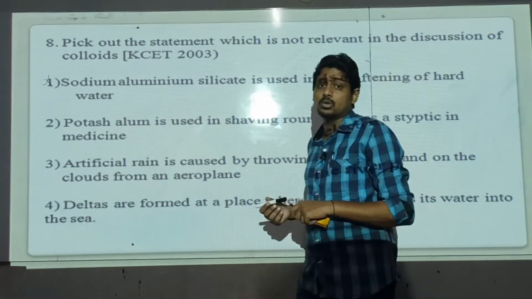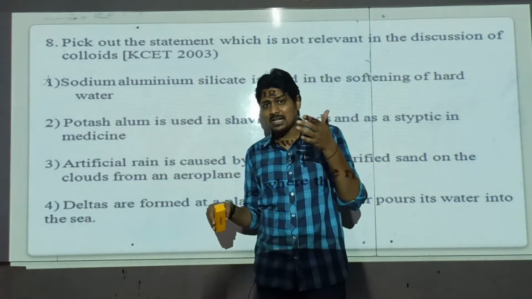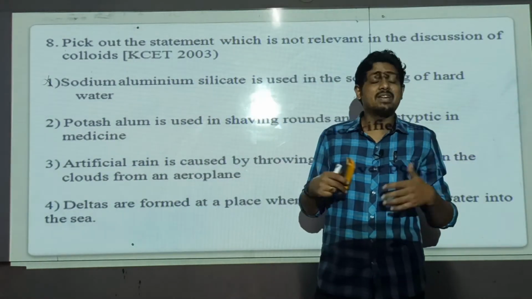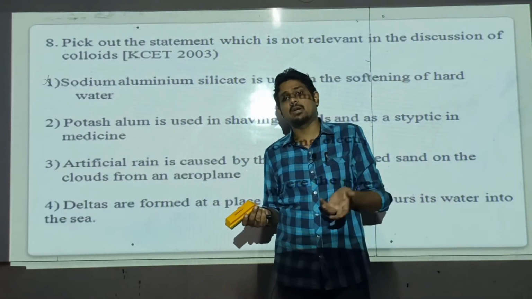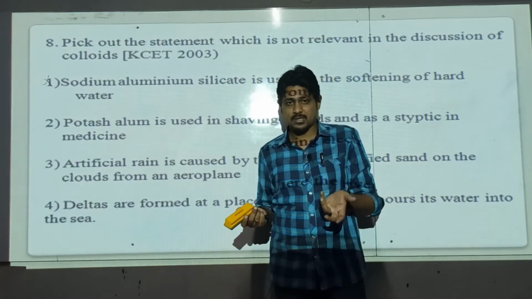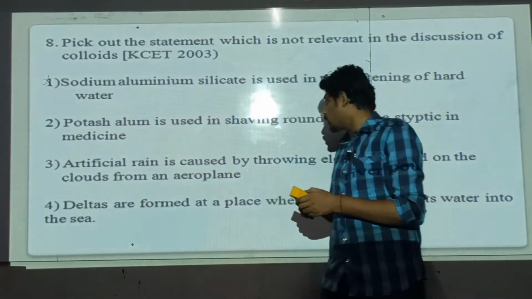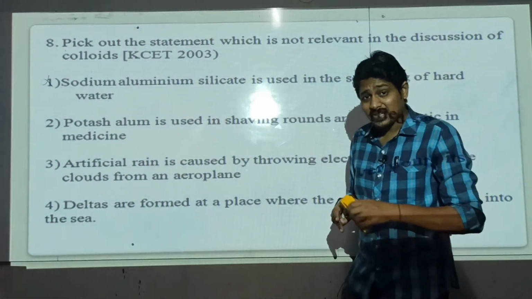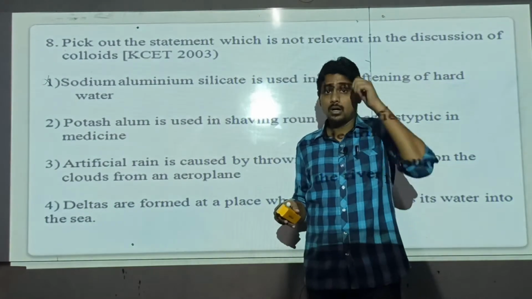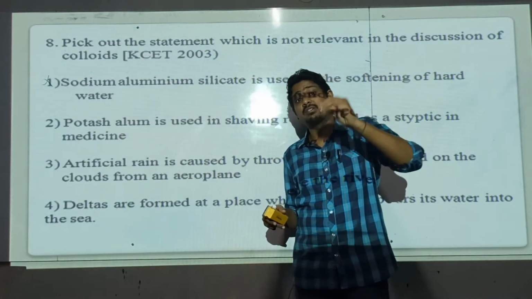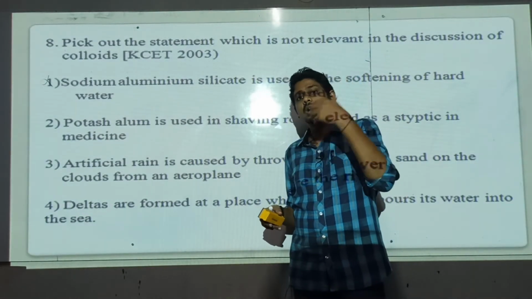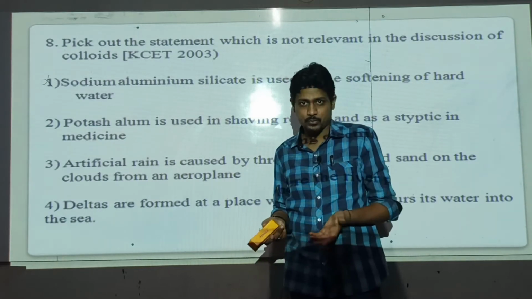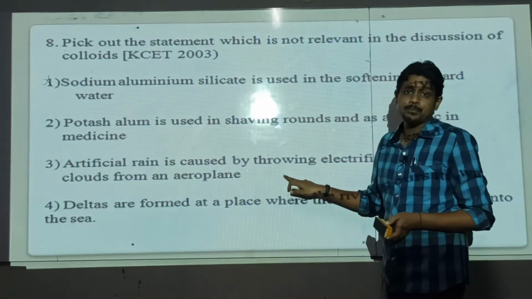Now, you already know artificial rain. I'll tell you what happens. In artificial rain, whenever clouds are there, clouds will be containing what? Water content or water vapors. So when we throw the electrified sand on them, they will get precipitation, means water vapors will be converted into water and rain will happen. Again, this is relevant to the colloids.